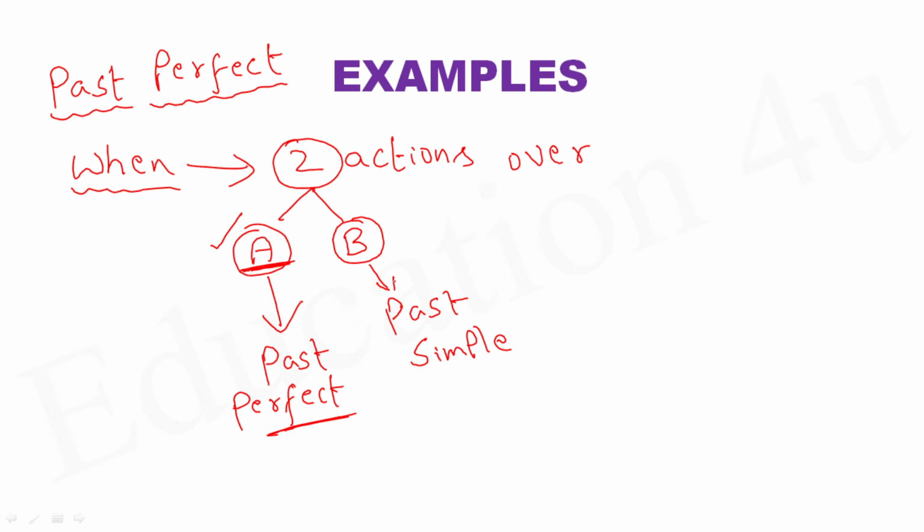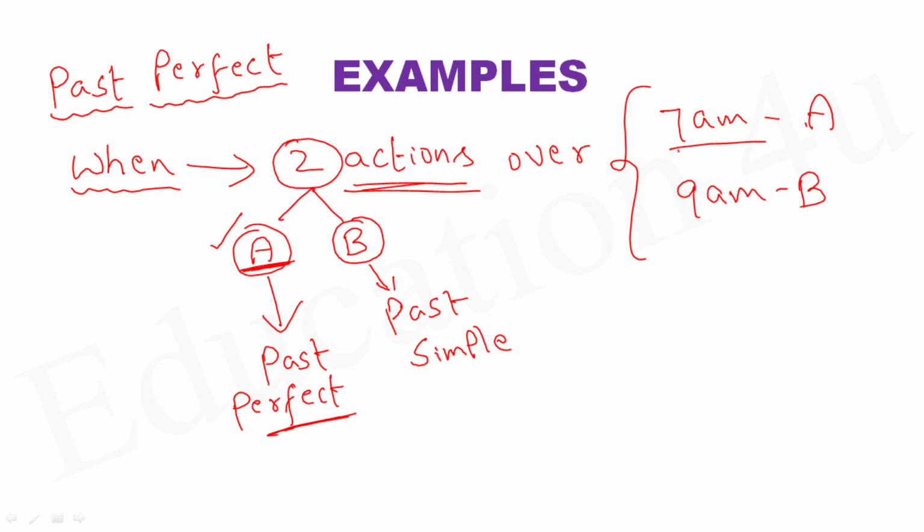I didn't understand, sir. Can you explain once more? Definitely I'll do it. My dear friends, just understand two actions happened in the past. For example, yesterday, imagine at 7 a.m. action A happened and at 9 a.m. action B happened. I hope you're following. Now, you tell me which action happened first. Naturally, action A happens first.